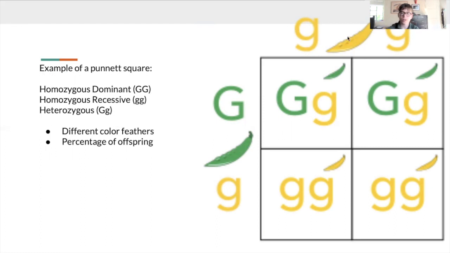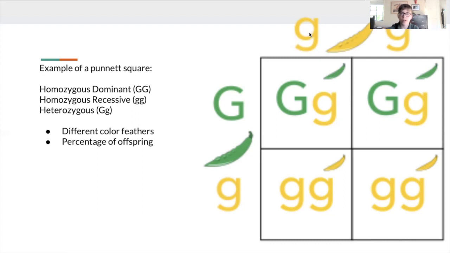The lowercase g's on the top, with the yellow feather in the middle of them, are called homozygous recessive, as you can see plainly on the left. The other parent, the one on the left side, with the capital G and the lowercase g with the green feather in the middle of them, is heterozygous, as you can see on the left again. So, these different feather colors are important. It will determine what feather color will be passed on to its offspring, which are listed in the boxes here.